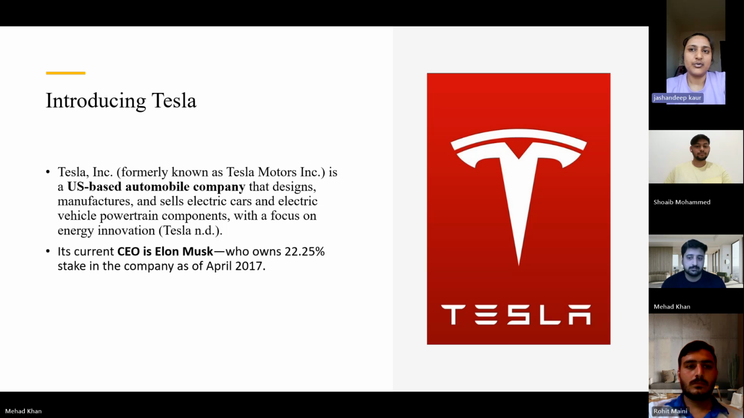Tesla Corporation, formerly known as Tesla Motors, is a US based automobile company that designs, manufactures and sells electric cars and electric vehicles and power components, with a focus on energy innovation. So basically it is a company that makes only electric cars to create a new revolution in the global era. Its current CEO is Elon Musk, who owned a 22.25% stake in the company as of April 2017.